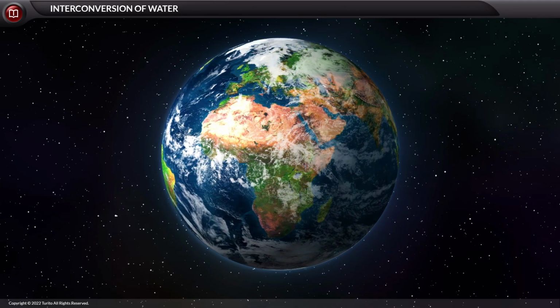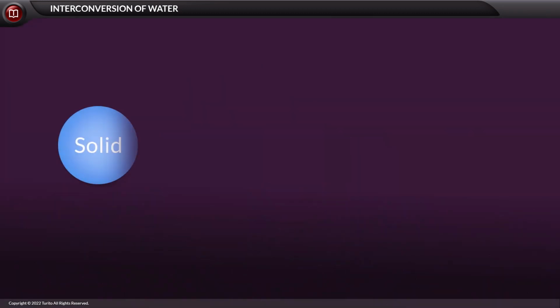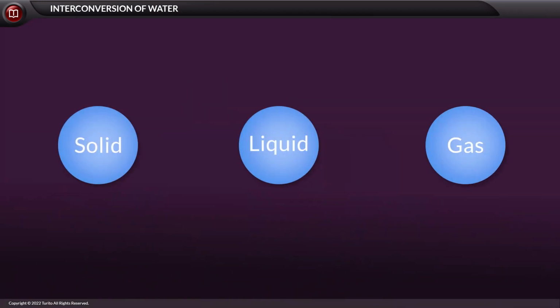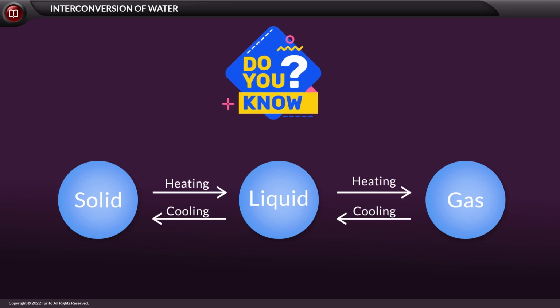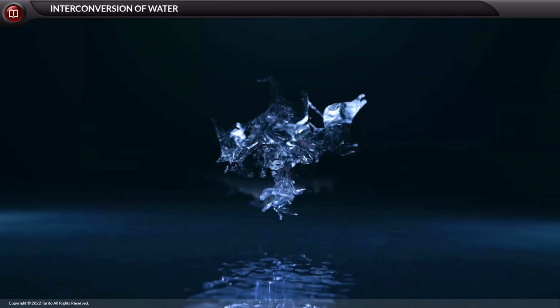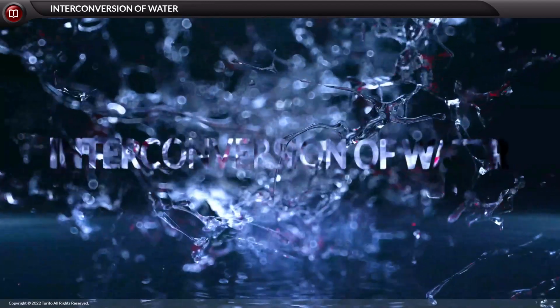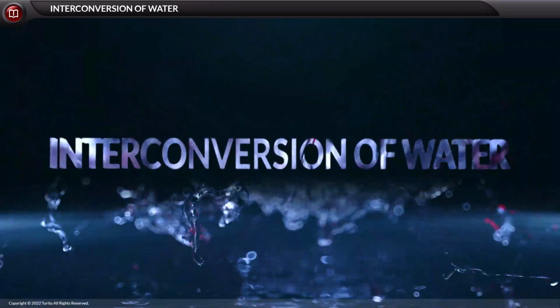In the world around us, we often interact with water in its solid, liquid, as well as gaseous form. Do you know that these are interconvertible? In this video, with the help of thermal energy, we will see the interconversion of water.